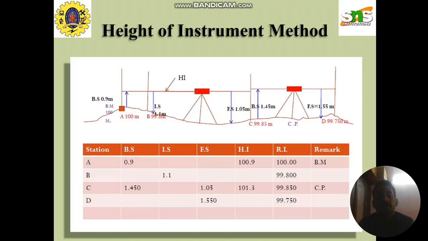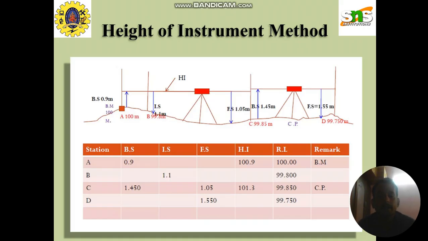So how to calculate the height of instrument? We already know the reduced level of benchmark is 100 meters. If you add the backside reading to the reduced level of benchmark, you will obtain the height of instrument. So HI, that is height of instrument, will be equal to RL of benchmark plus backside, that is 100 plus 0.9 meters, that is 100.9 as the height of instrument.